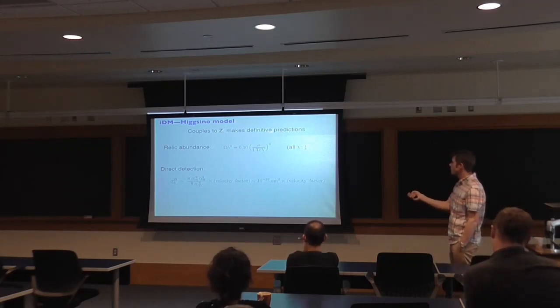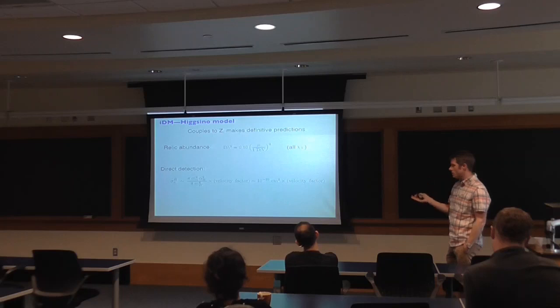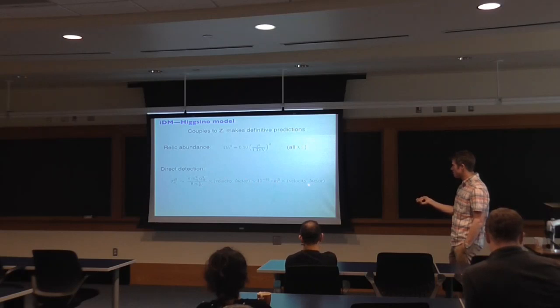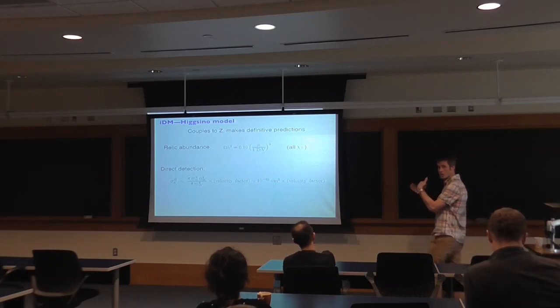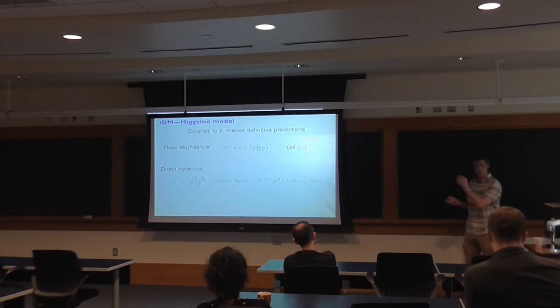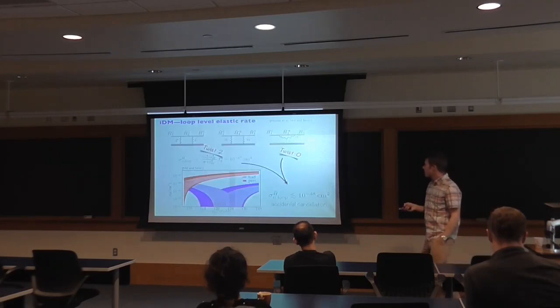and that's why I picked 1 TeV as my benchmark number earlier. And then, because, again, I know exactly what the Z coupling is, I can make a prediction for this scattering cross-section, and it's about 10 to the minus 39 centimeters squared times this velocity suppression due to the splitting. And that's what the gray line was on my previous transparency.